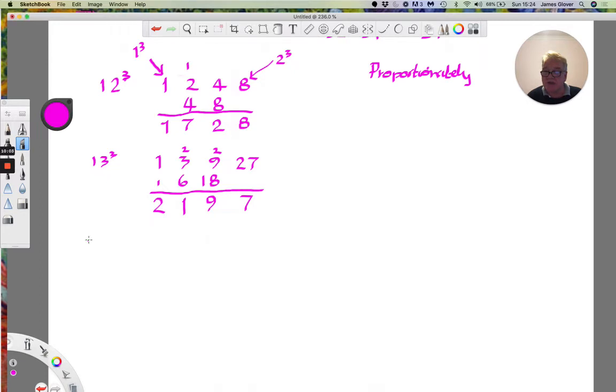Let's look at 21 cubed. We set down the cube of the first digit, so that's 8. And this time the proportion is going down, the ratio is 2 to 1. So we divide by 2, divide by 2, and divide by 2. And double the middle two numbers, and sum up to give 9261.